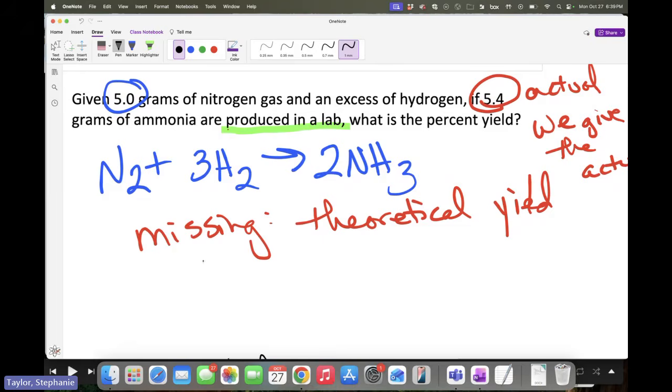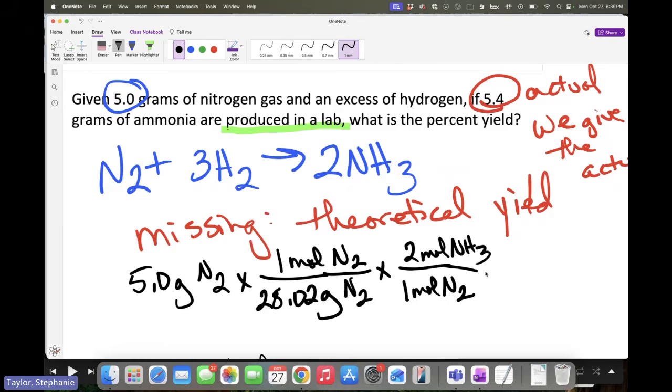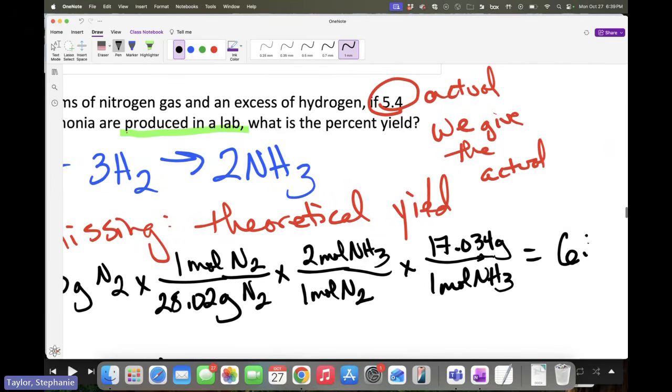The theoretical, that is the thing where we take the 5 grams of nitrogen, and since it was the first thing I did in the exam review, I'm going to reproduce this, but really fast. So for those of you wondering where this is coming from, that is because I did this like an hour and a half ago. For every 1 mole of nitrogen, there are 2 moles of ammonia. And for every 1 mole of ammonia, there is 17.034 grams. And that got us the 6.1 grams.